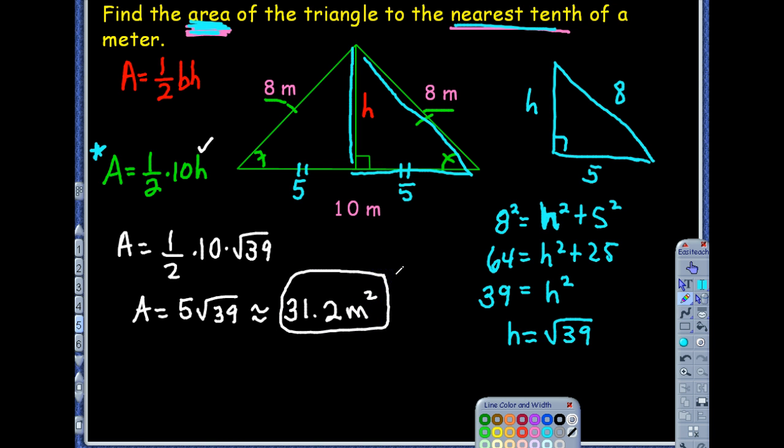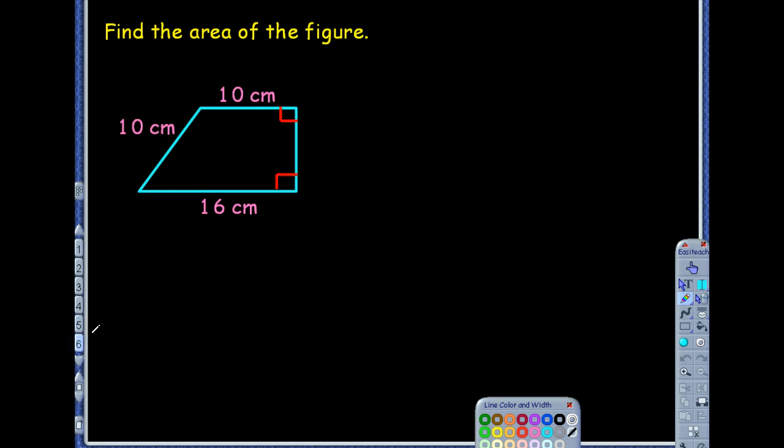Okay, so this problem, again, wasn't just, find a missing side. You had to figure out finding the height, and it didn't even say to do that. So this is one where you have to think a little bit on your own. These would be great test or quiz questions. Hint, hint. All right, next one.